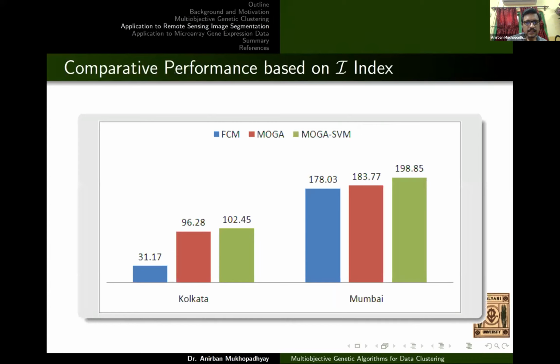And this is some numeric results that we did for the comparison. So based on the I index value, this is a particular clustering index which was not optimized. Remember, this was not optimized by our algorithm, but as a third index we just compared. And for both the images, our method, that is MOGA SVM, multi-objective genetic algorithm with support vector machine, gives a better, larger value of I index.